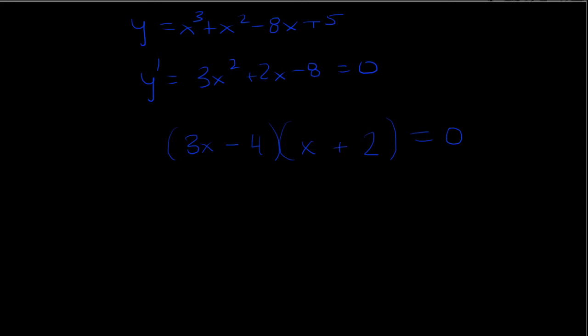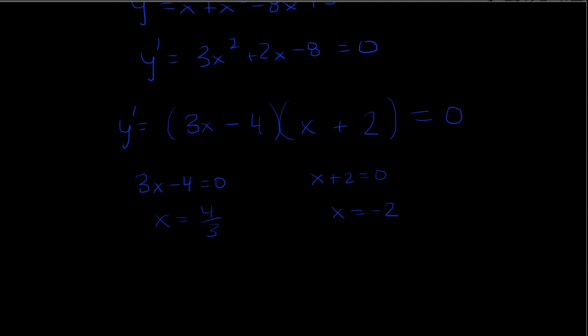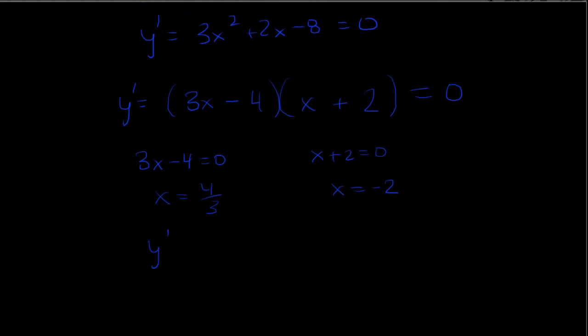Okay, so we factored the first derivative. Now we're going to set each factor equal to 0. We get x is 4/3 and x is -2. So those are our critical points. Now we want to classify them. So I'm going to take the second derivative, which will be 6x plus 2. Now I'm going to plug in my two critical points.